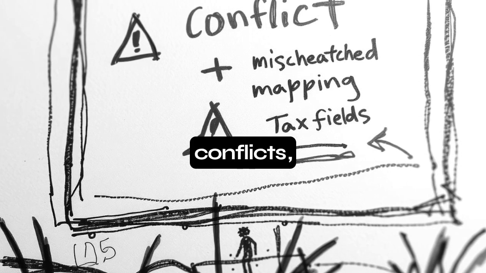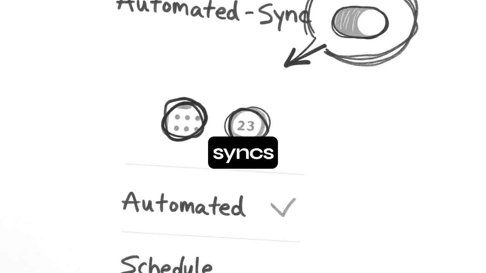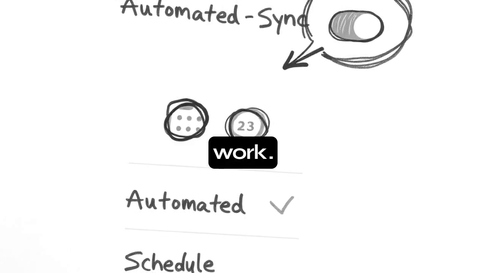If you see conflicts, review your mapping, tax settings, and item configurations. Enable automated daily syncs and reconcile payments to minimize manual reconciliation work.